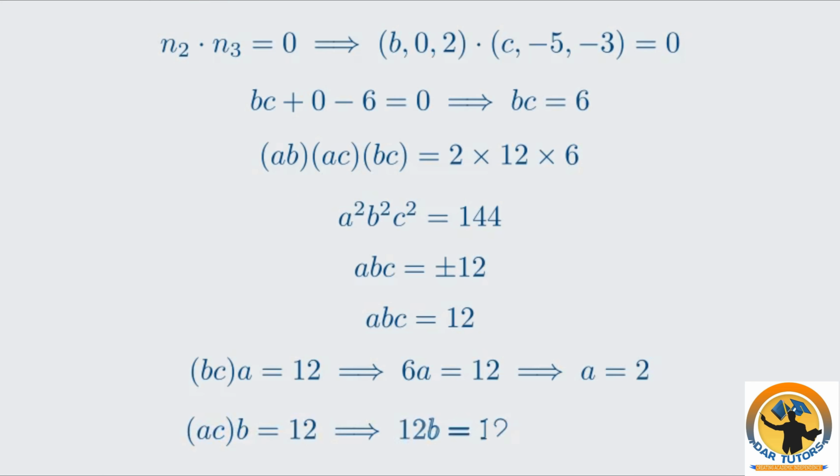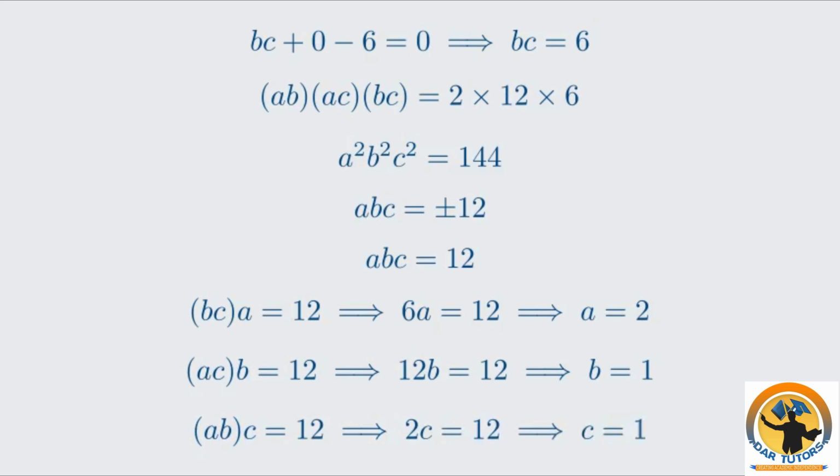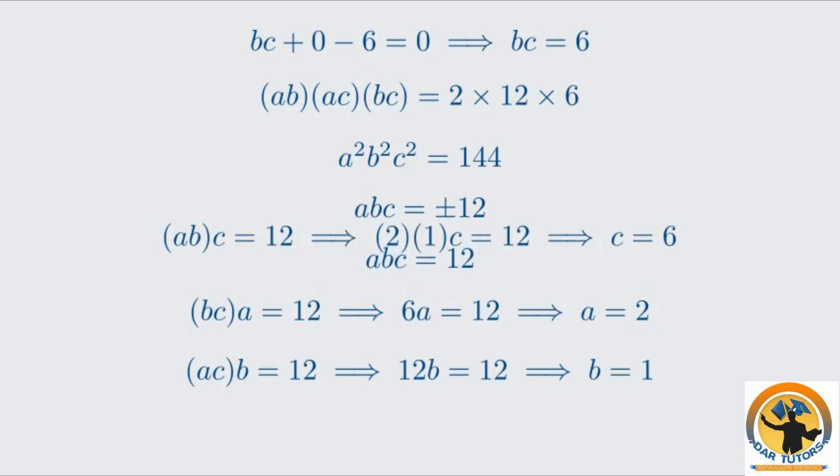Since BC equals 6, we substitute into a, BC equals 12, to get a times 6 equals 12, so a equals 2. Since AC equals 12, we get b times 12 equals 12, so b equals 1. And since AB equals 2, we get 2 times c equals 2, so c equals 1. Wait, I made a mistake in the calculation.